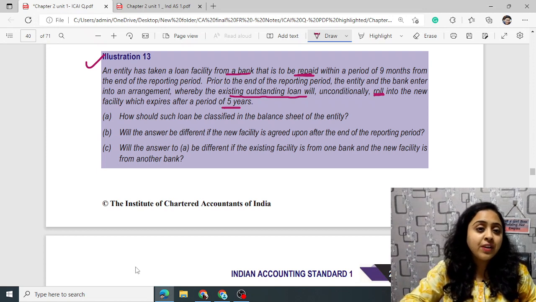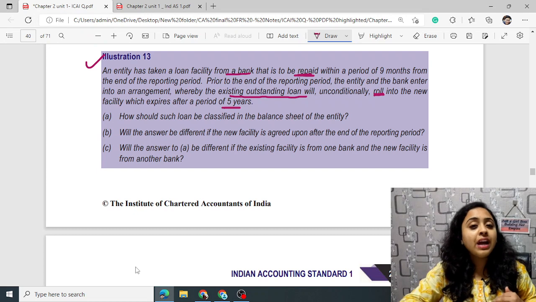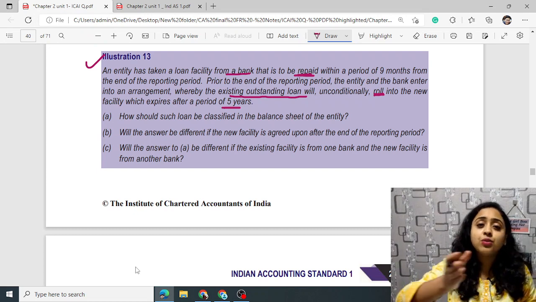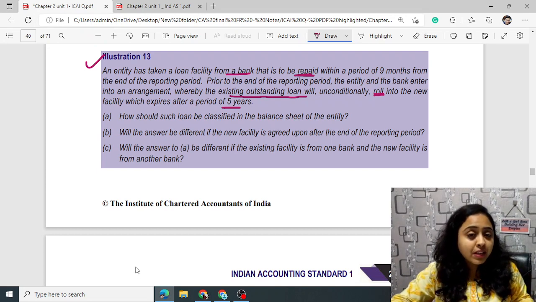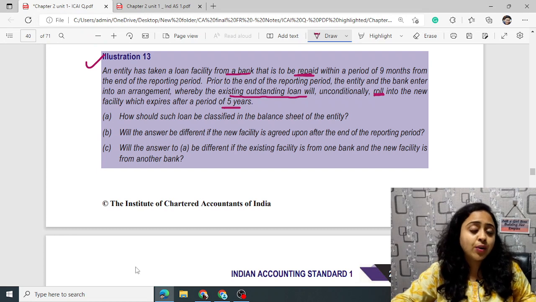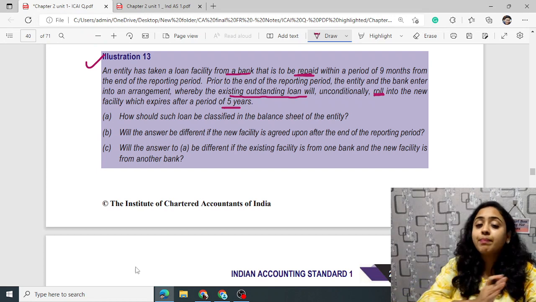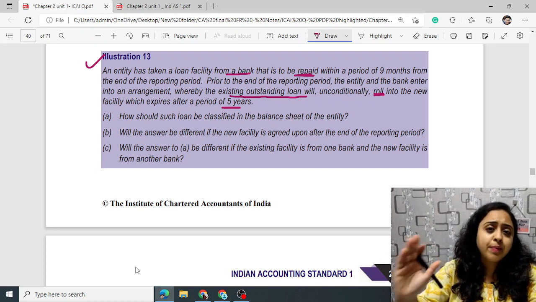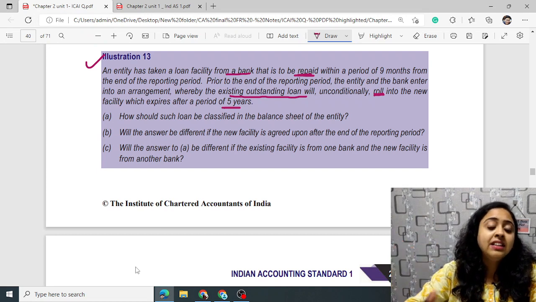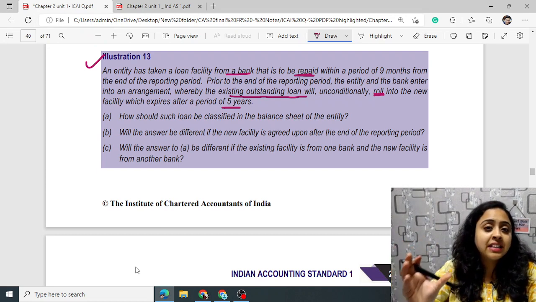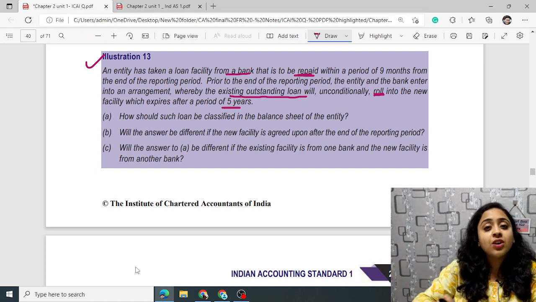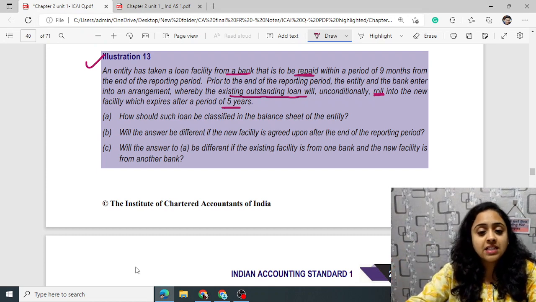In case the bank said that we enter into an agreement, you repay the current amount, whatever is there, and I will sanction you the new loan. So, if you have to repay the current loan, if there is a liability to pay the current loan, then this will be considered as current. But in the particular situation, the bank is not demanding any immediate payment. Instead, it is extending the period, extending the tenure, and that's how it will be classified as non-current. Let's see what the question is.